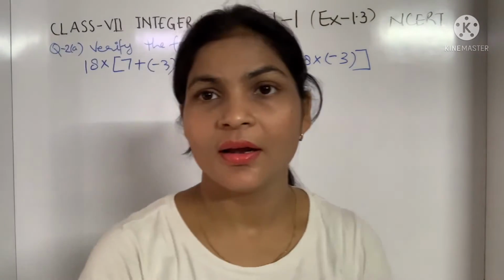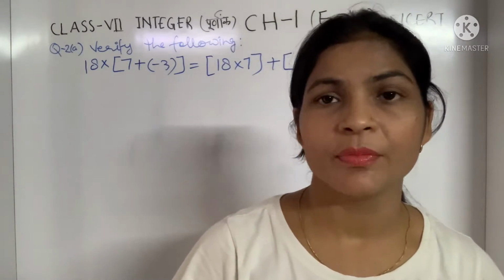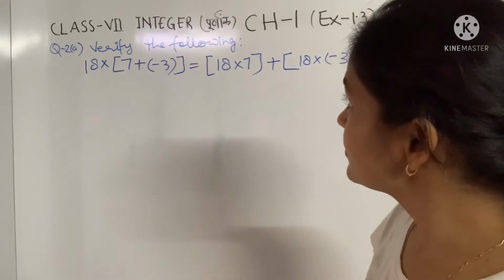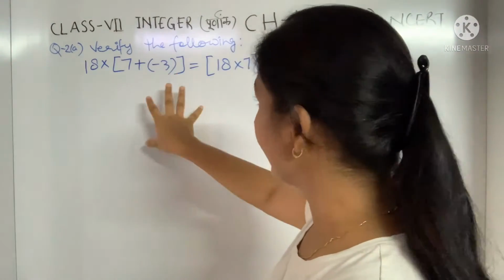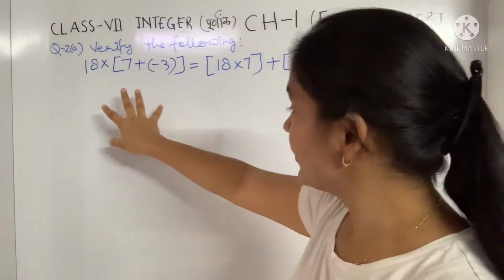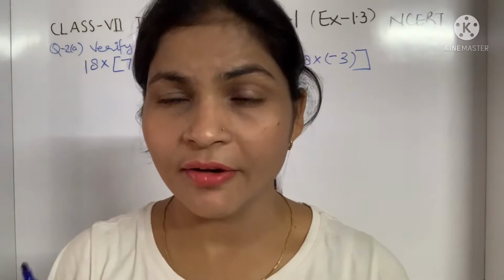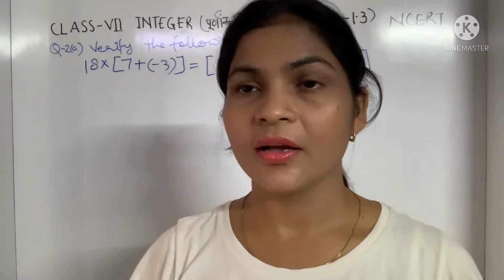Chapter 1, exercise 1.3, its second part, question number 2, part A. So this is what the question is. Verify the following. We have to verify both sides. This is the left hand side and this is the right hand side. We have to verify if our left hand side is equal to the right hand side. That means it will be correct.